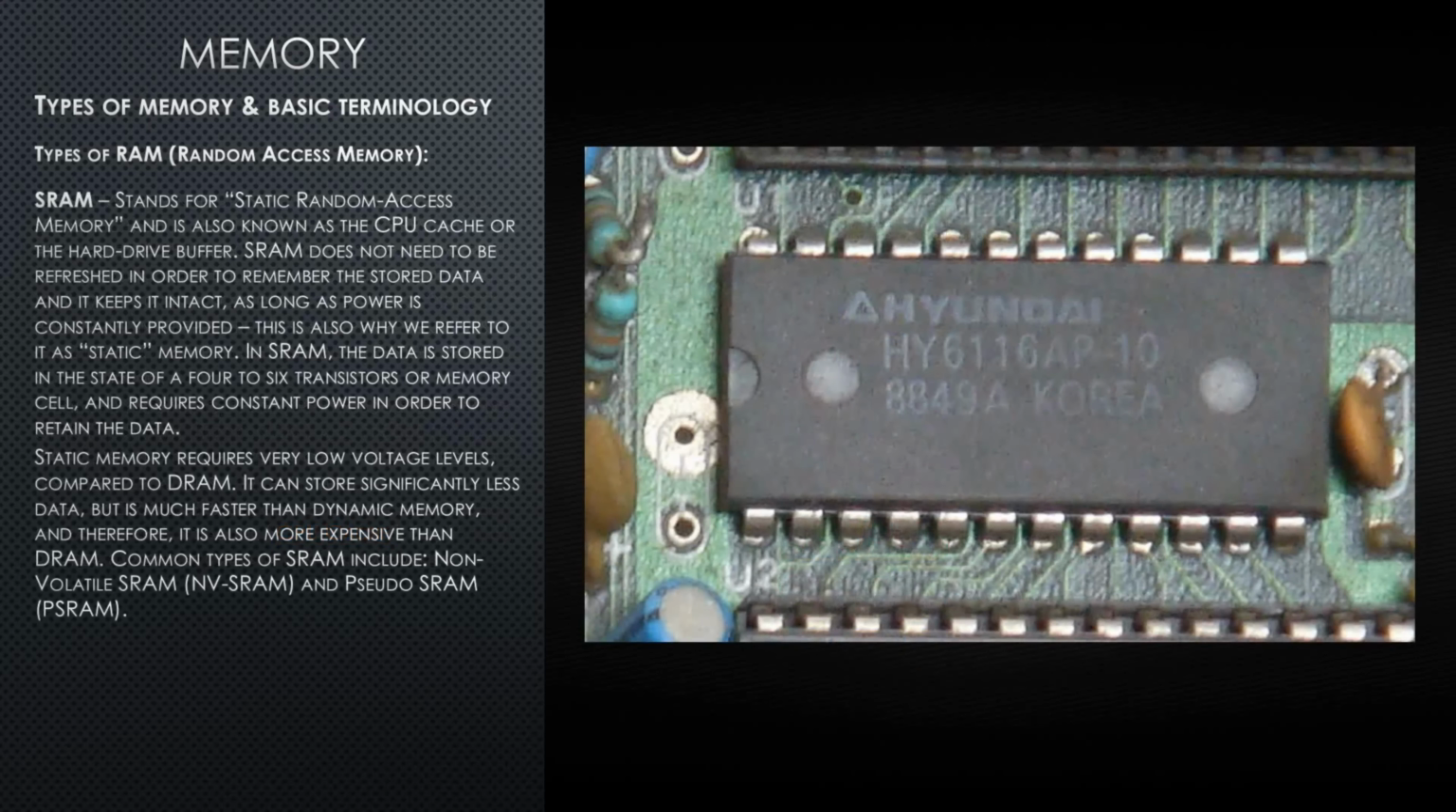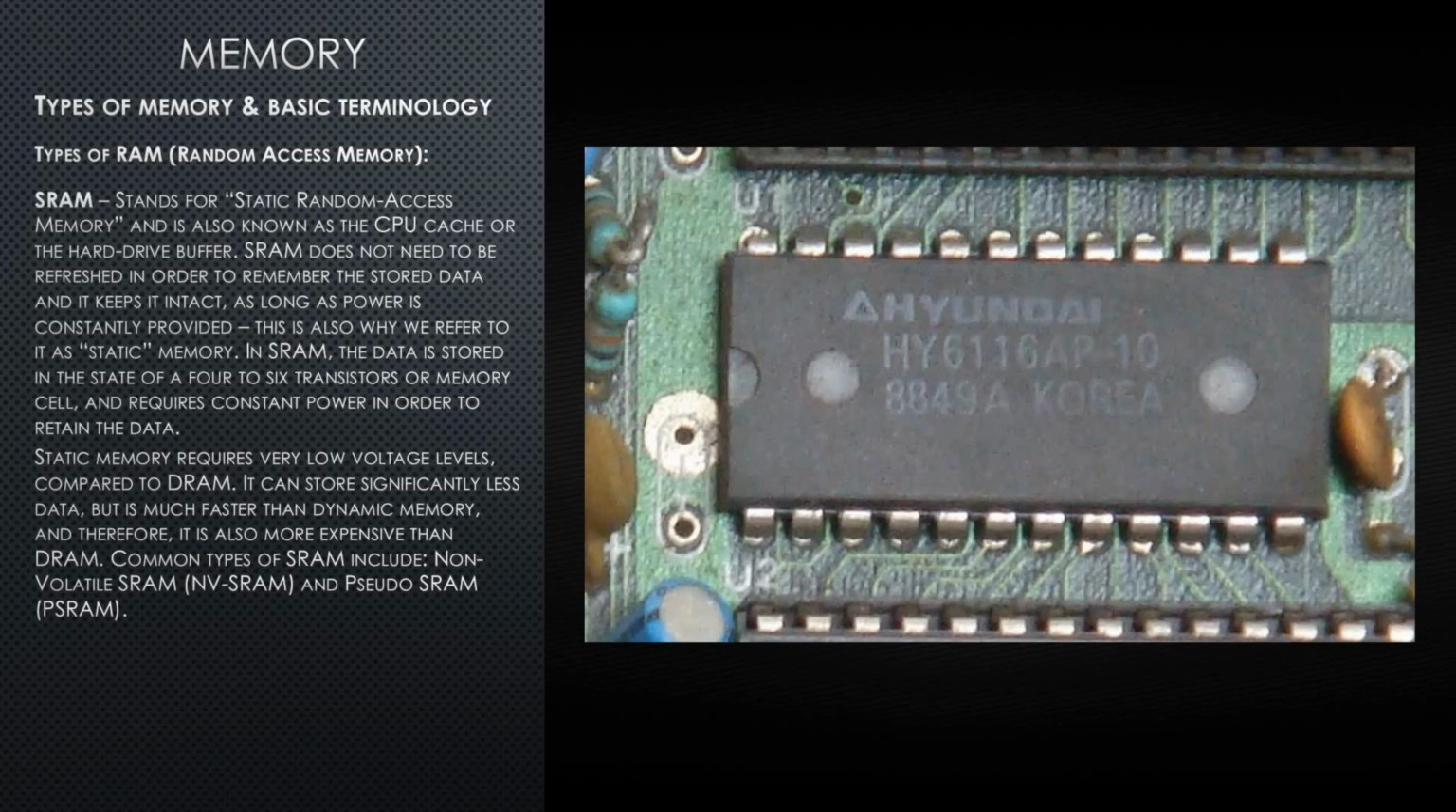Let's start with SRAM. SRAM stands for Static Random Access Memory and is also known as the CPU cache or the hard drive buffer. SRAM does not need to be refreshed in order to remember the stored data, and it keeps it intact as long as power is constantly provided. This is also why we refer to it as static memory. In SRAM, the data is stored in the state of 4 to 6 transistors or memory cells and requires constant power in order to retain the data.